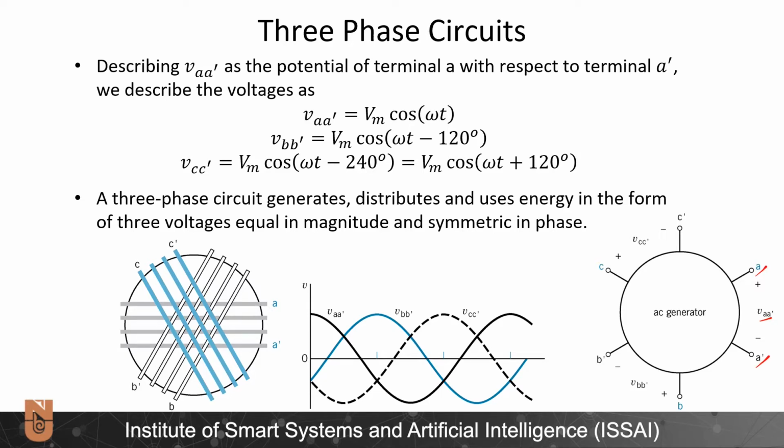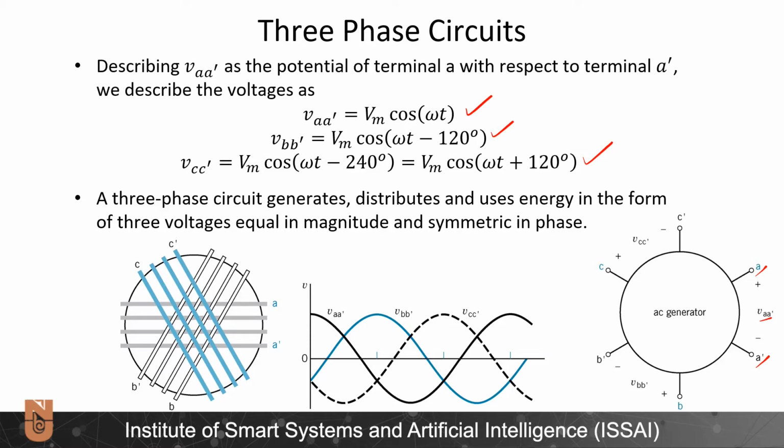Then we can describe the voltages for the three-phase circuit as VAA' is equal to Vm times cosine omega t. VBB' is the same voltage with a minus 120 degrees phase. So in other words, Vm times cosine omega t minus 120 degrees. And VCC' is equal to Vm times cosine omega t minus 240. But we can also write minus 240 as plus 120. So therefore, VCC' is equal to Vm times cosine omega t plus 120 degrees.